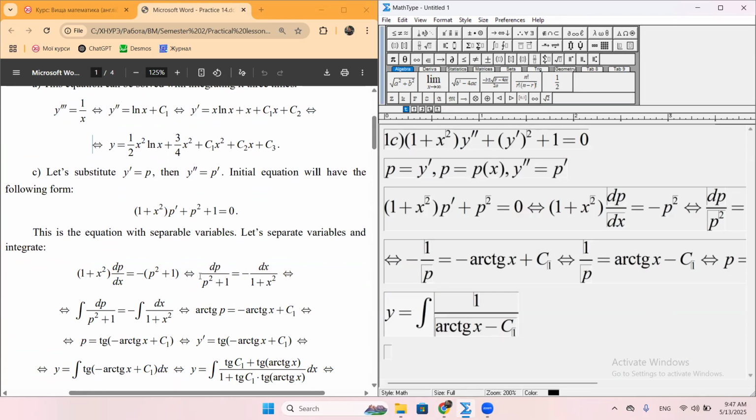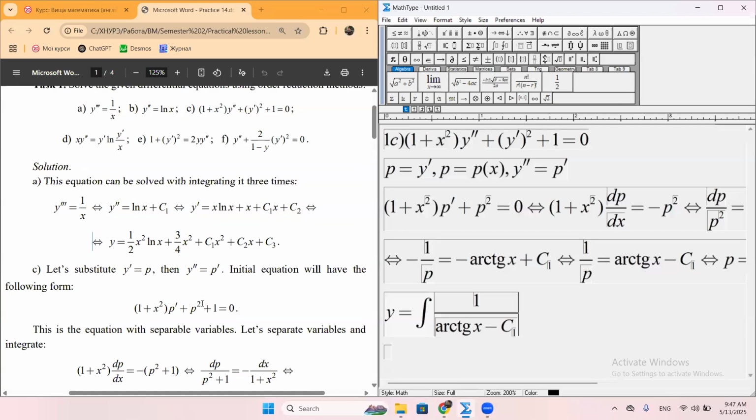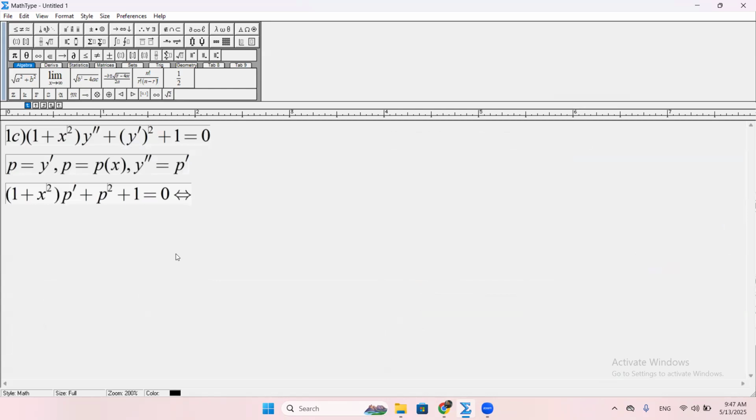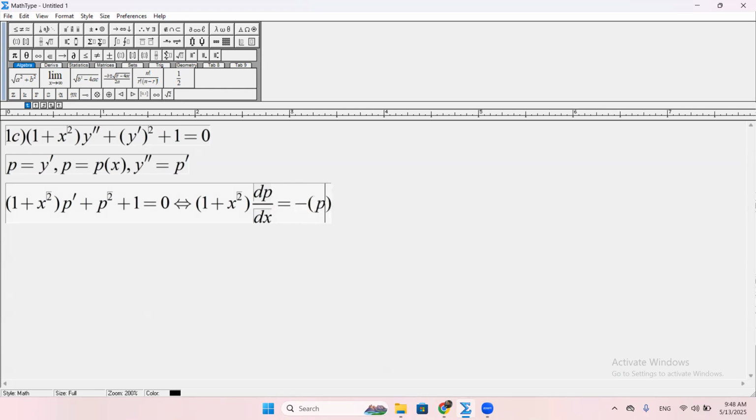Oh, stop. It seems that I forgot 1. So it was a mistake here, by the way. So restarting solving. 1 plus x square p prime, and it will be equal to minus p square plus 1.